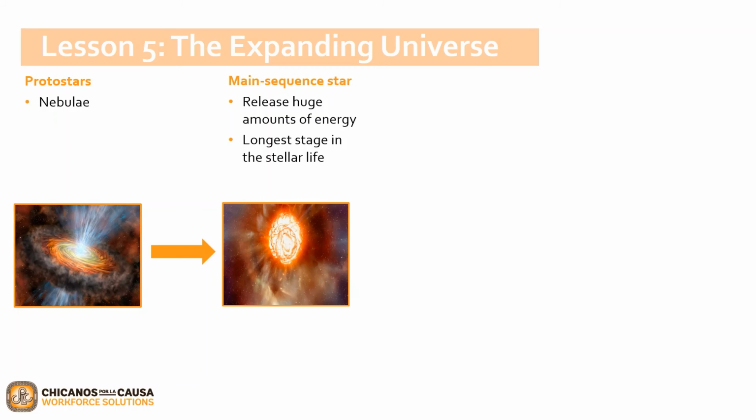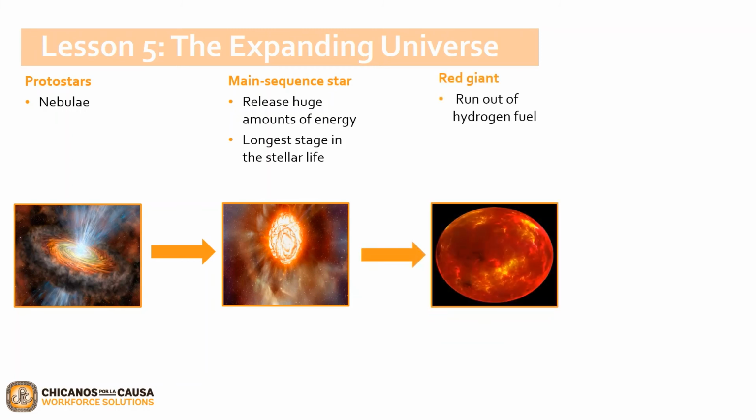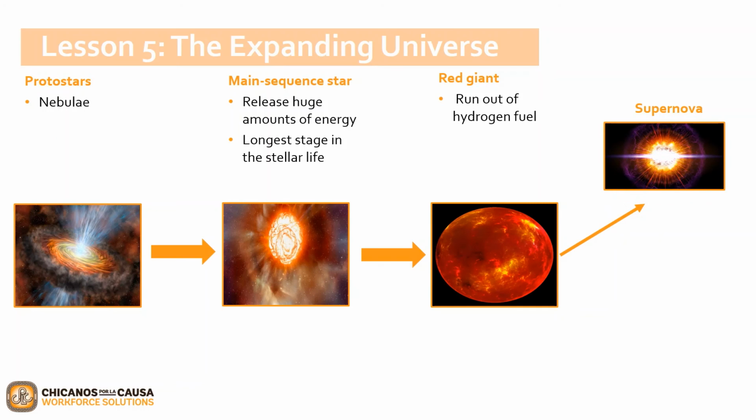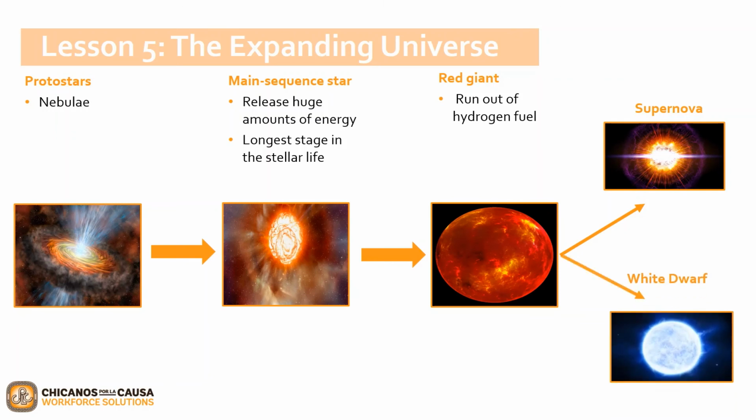After billions of years, the star begins to run out of hydrogen fuel and then it becomes a red giant. Literally, a red giant. During this phase, two things can happen to it. It can become unstable and collapse, exploding as a supernova and leaving behind a neutron star, or it can lose its mass and become a white dwarf.